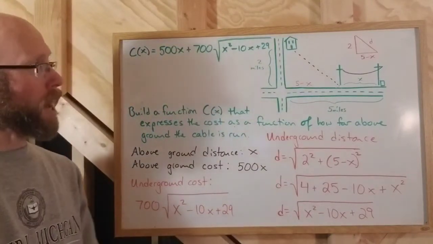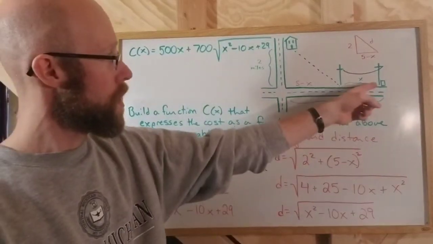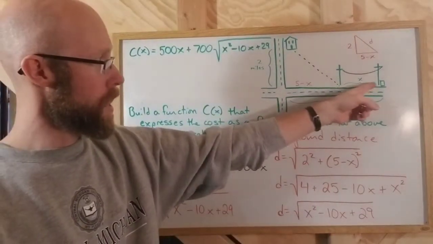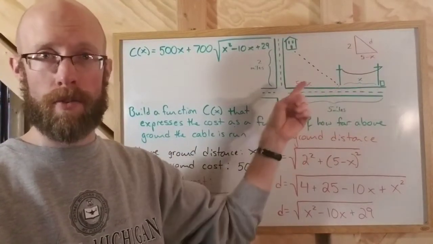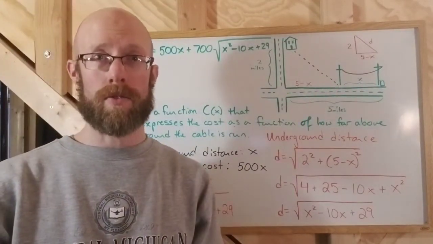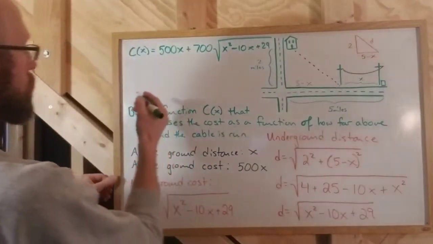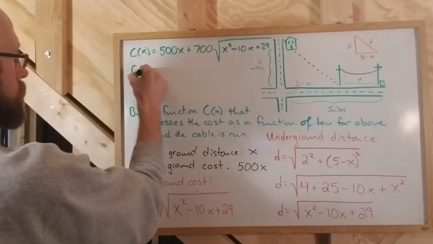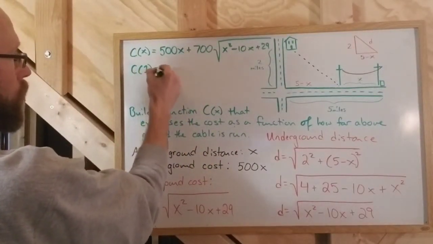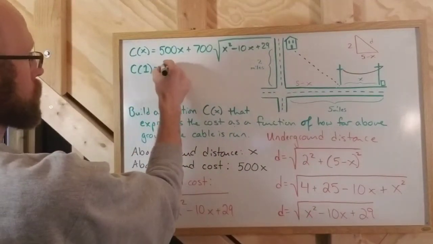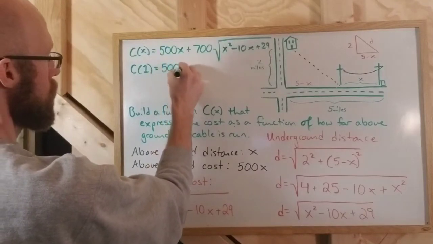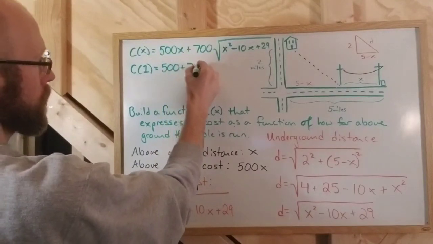There's our function. Now we can do a lot with that function. We could figure out how much it's going to cost if that line is run 1 mile above ground, or 2 miles above ground, or 3 miles above ground, we could try all those and see what we get out. So we could see if x is 1, if we're running it 1 mile above ground, then we could figure out what the total cost is.